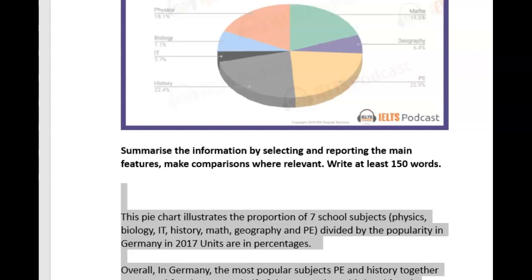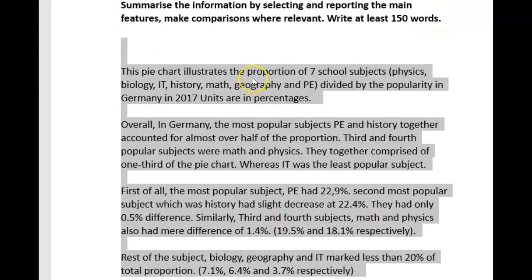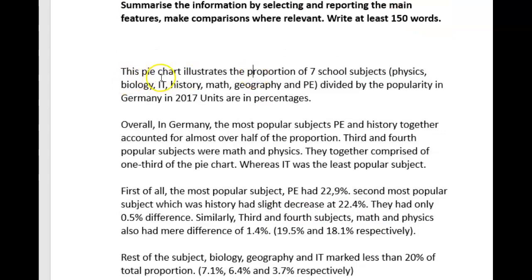First, let me see what you wrote, and then we'll get into all those wonderful, wonderful details. Okay, so this pie chart illustrates the proportion of 7 school subjects, you named them, good, divided by the popularity in Germany in 2017. What happened here?